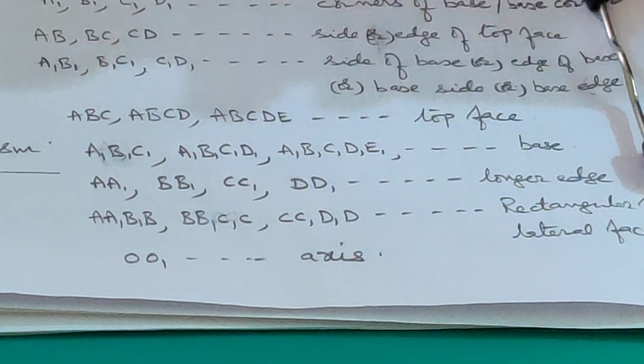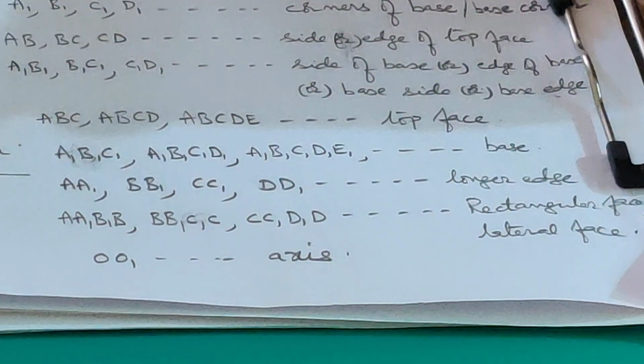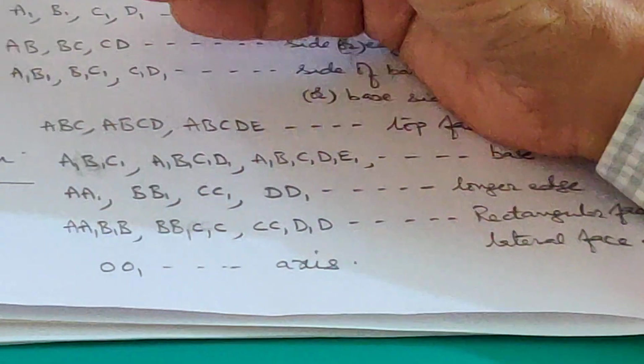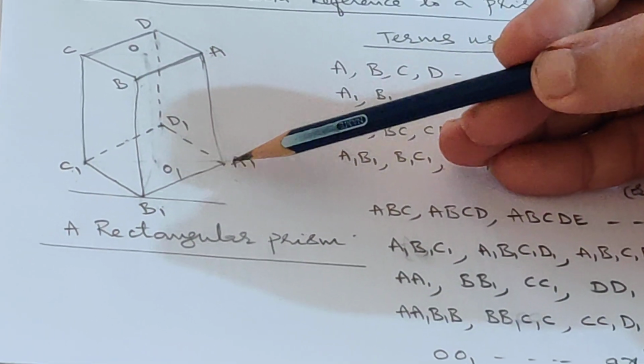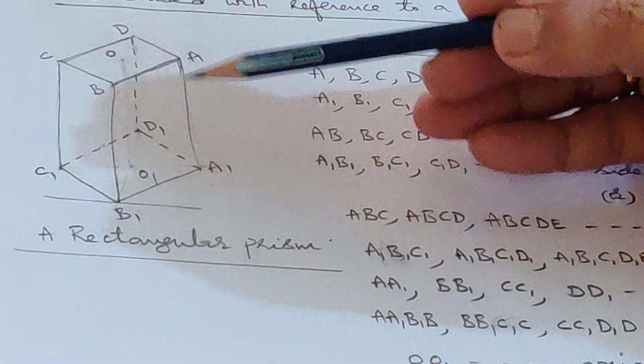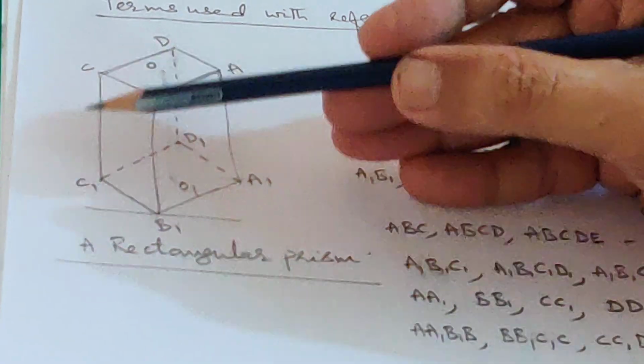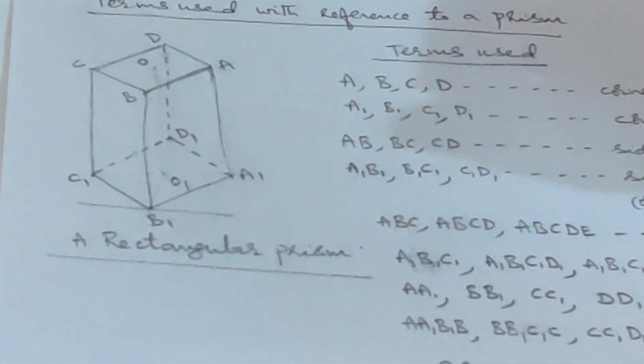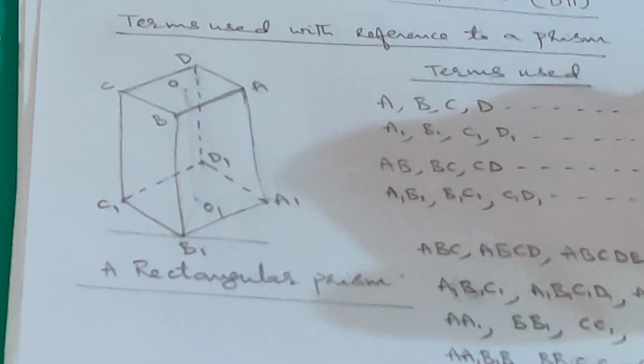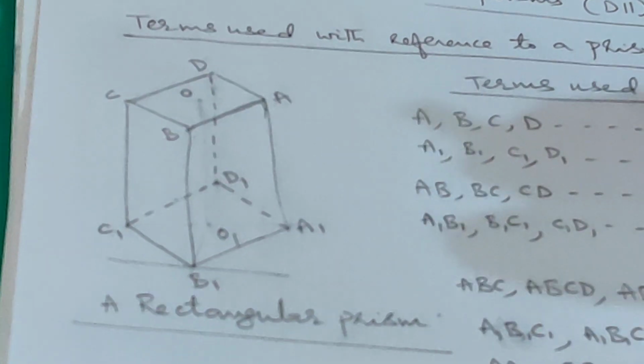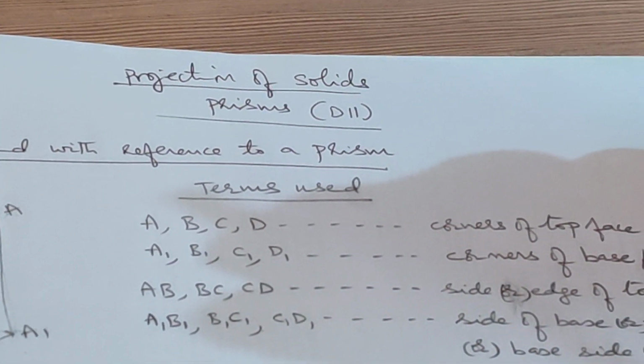Then I have shown you what is longer edge in the demonstration. A1, this is called the longer edge of the prism. Similarly, B1, C1, D1. They are called longer edges of prism. That's what I have written here. It is called a longer edge of prism.